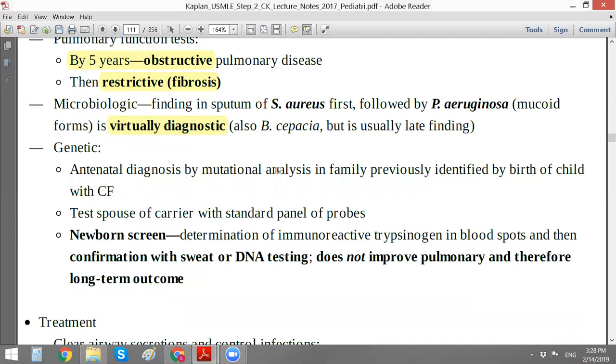Antenatal diagnosis is by mutation analysis in a family previously identified by the birth of a child with CF, or testing a spouse of a carrier with a standard panel of probes. Newborn screening: determination of immunoreactive trypsinogen in blood spots, then confirmation with sweat or DNA testing. It does not improve pulmonary and therefore long-term outcome.